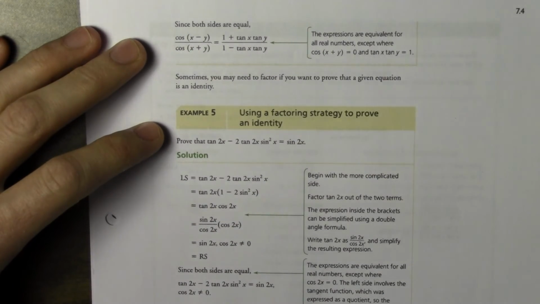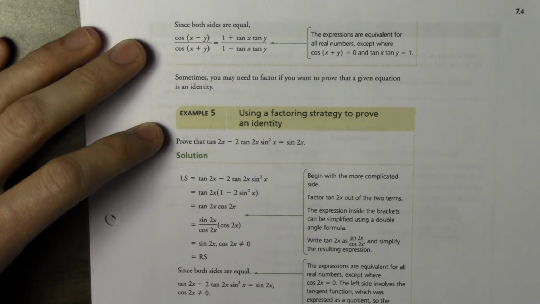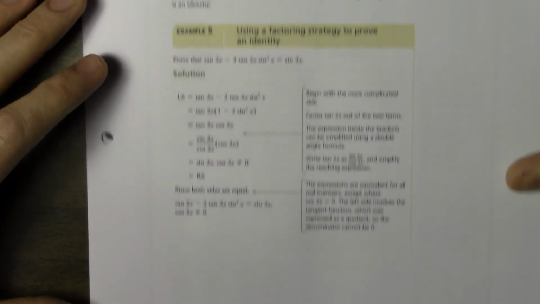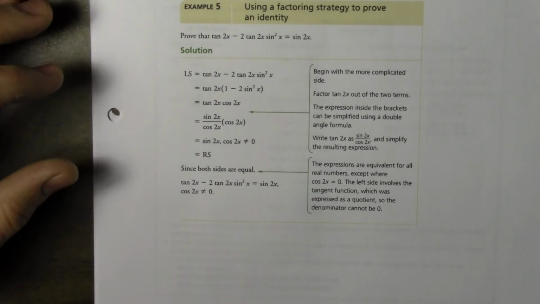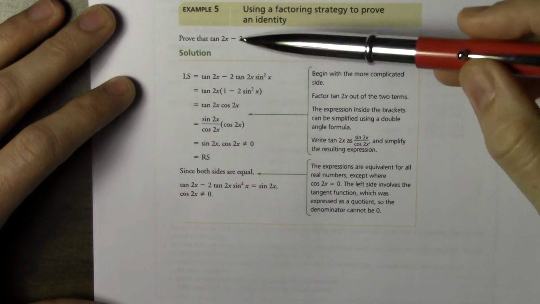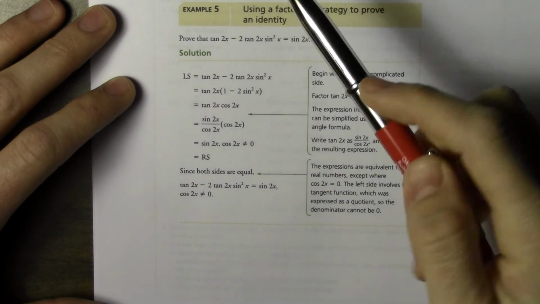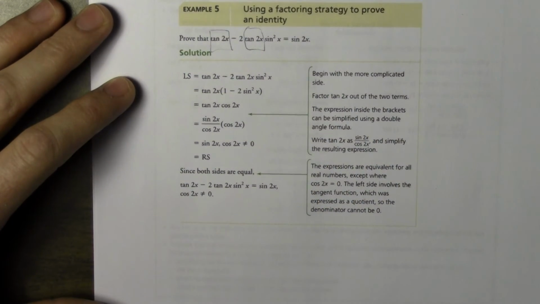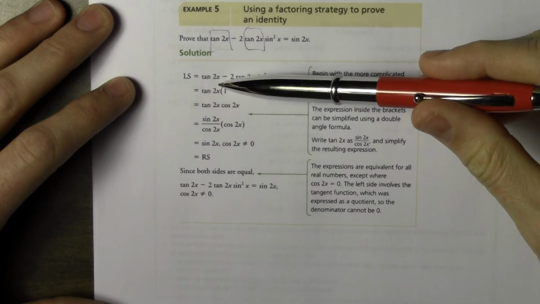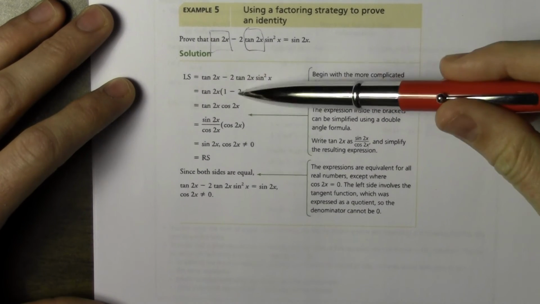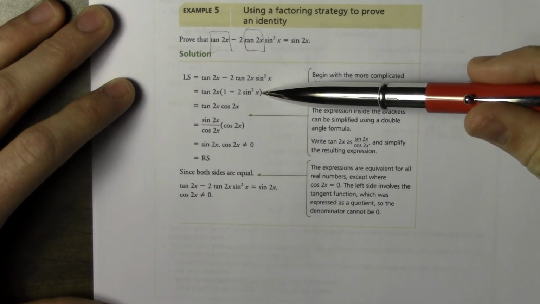Okay, so the last example, example 5: prove that tan 2x minus 2 tan x tan 2x sine squared x is equal to sine 2x. So again, we'll start with the more complex side, the left-hand side. We're going to try and use the formulas that we know. The first strategy we use is we notice that tan 2x is in both terms, so we factor out tan 2x. Okay, so that's from here to here. We divide both terms by tan 2x, we get 1 minus 2 sine squared x.